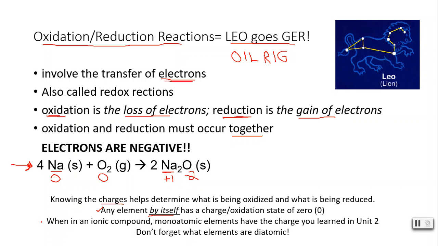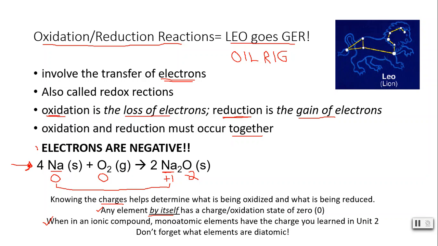So these two rules are going to be helpful to you in this course when determining, in a redox reaction, if something is oxidized and something is reduced. So we've looked at our charges here. Let's determine in this reaction what's being oxidized and what's being reduced by comparing the charges. Sodium, as a reactant, started with a charge of 0. As a product, it now has a charge of +1.